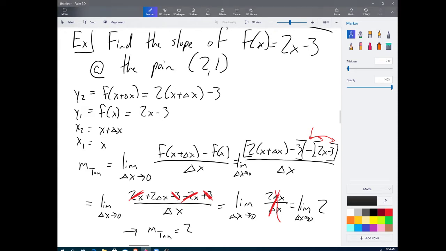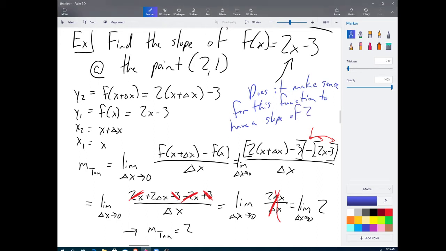Now let's go back and talk about, does that make sense? Let's do it in another color. Does it make sense for this function to have a slope of 2 at our point? Yes or no? Yes. Why? Because if you plug in 2, it equals the same point as y.